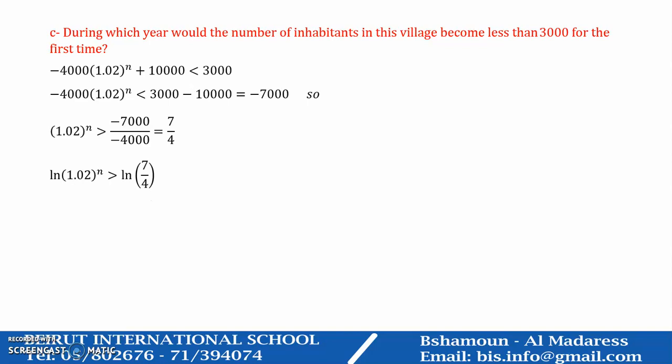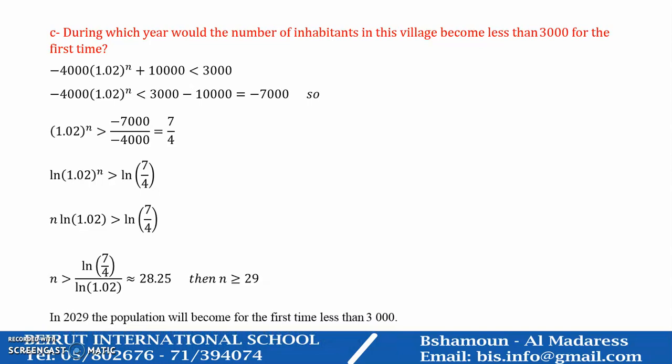We use ln to find the value of n. We put ln of the first quantity greater than ln of the second quantity, then n ln of 1.02 greater than ln of 7 over 4. Since the quantity within the ln is greater than 1, then this quantity is positive, so we can divide without changing the sign. We obtain n greater than 28.25, then n greater than or equal to 29. So after 29 years, in 2029, the population becomes for the first time less than 3,000.